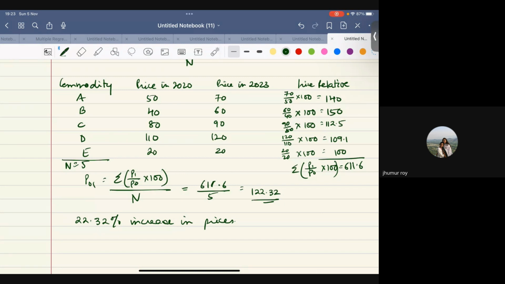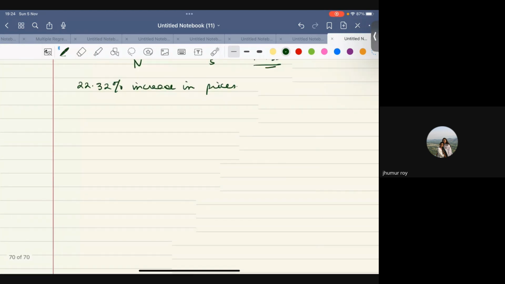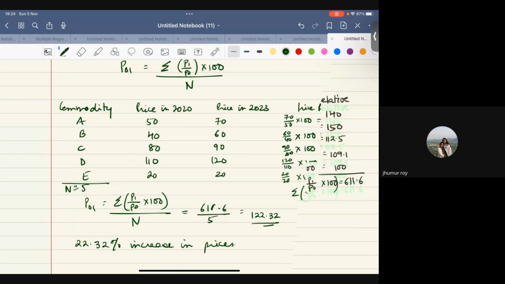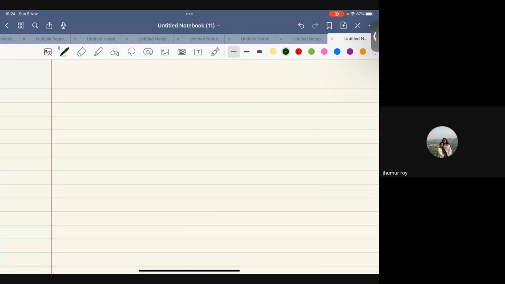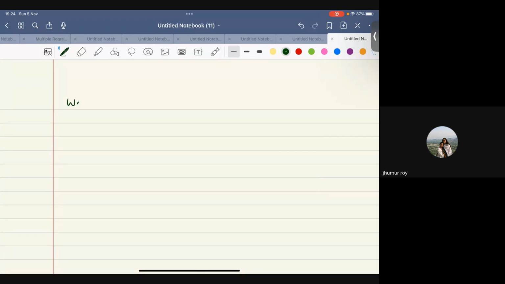Now, there are a lot of formulas, but don't get confused. I will tell you exactly how to learn the formulas. It is very simple to learn and very simple to understand. So I'll come to the next page only to explain it to you. These are called weighted index numbers. And what is the weight we are giving? We are giving the weight of quantity to price.